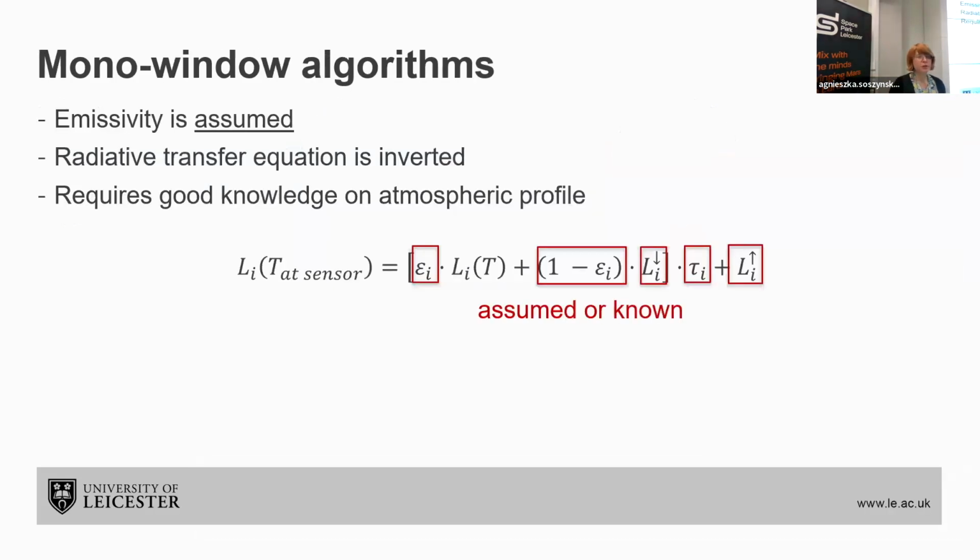So let's start with the mono-window algorithms. As I mentioned, emissivity is assumed. And it also requires some external additional knowledge on the atmospheric profile. So what these algorithms do is basically assume all these parameters that I marked here with the red boxes. And then we have actually one measurement, one unknown. So, okay, the uncertainty of that will be quite high. But this is the first thing you can do if you have only one measurement.